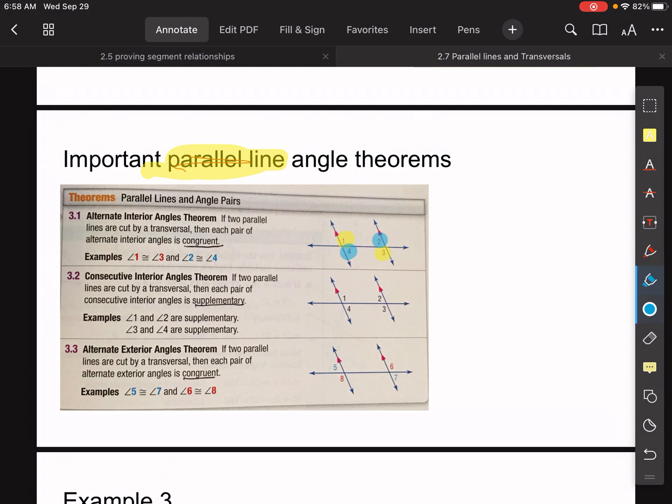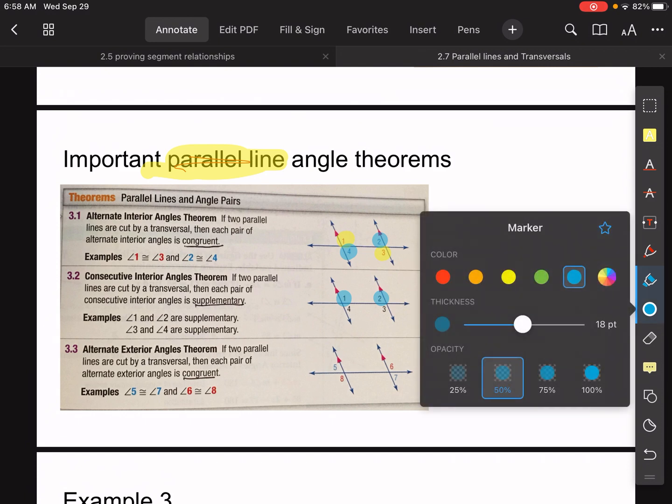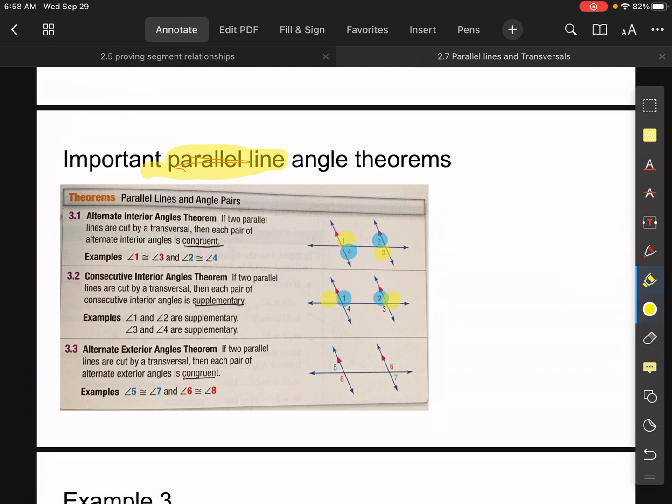And then 3.2, the consecutive interior angle theorem. If two parallel lines are cut by a transversal, then each pair of consecutive interior angles is supplementary. Here we're talking about these guys, 1 and 2. If we add those together, they have to equal 180 degrees. The reason for that is if you look at 3 and 4 there, or even this missing piece here, we know that as a linear pair, they would have to equal 180 degrees, and those two things, the yellow and yellow, the alternate angles, would have to equal 180 degrees. So therefore, we know that consecutive interior angles have to equal 180 degrees.